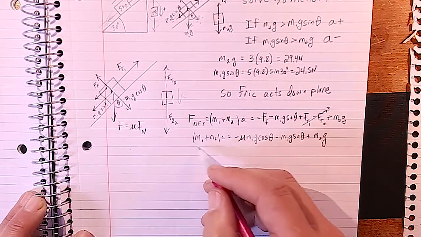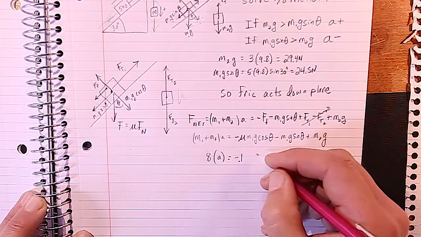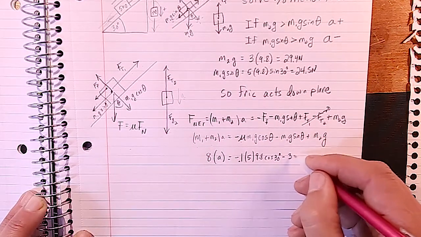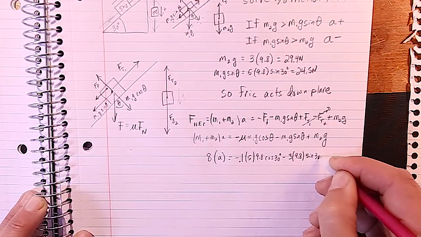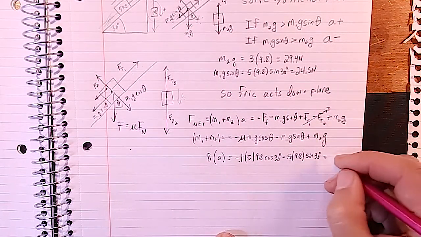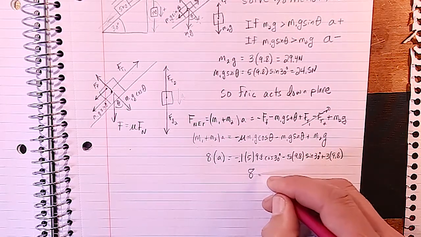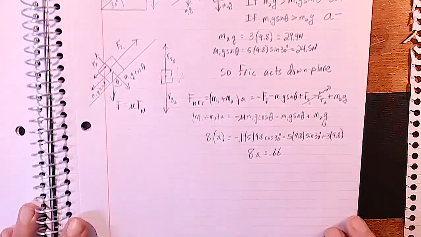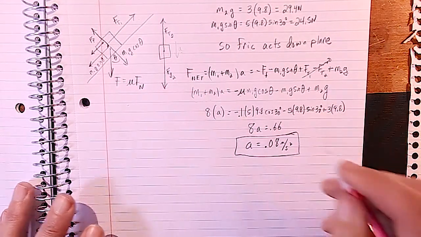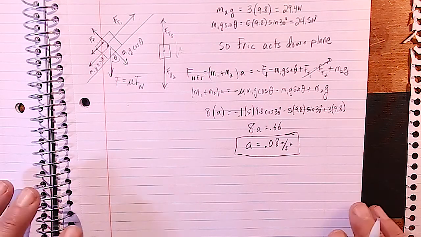So let's put in our numbers. We have 5 and 3, so that's 8a. And then we have our coefficient of friction was 0.1, 5, 9.8, cos 30, minus m1, which was 5 times 9.8 times sine 30, because that's still mass 1. And then the last one is mass 2, so that's plus 3 times 9.8. And if you add those all up, you get 8a equals 0.66, or a equals 0.08 meters per second squared. It came out positive, which agrees with what we expected, which is that block M1 will accelerate up the plane and block M2 will accelerate down the plane.